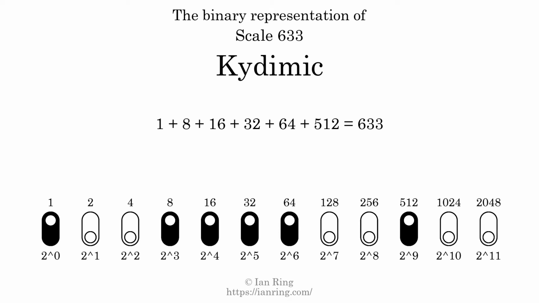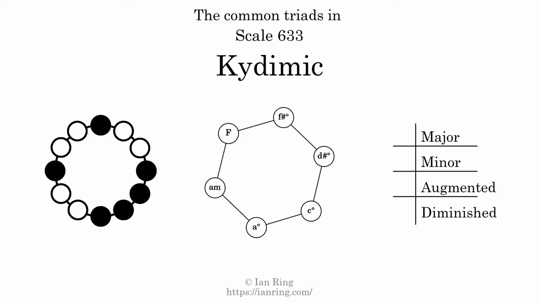The scale number not only enumerates the scale with a unique index, but it also literally describes the tonal content of the scale. Represented as a binary number in base 2, the scale number is 001001111001. Here are the common triads present in this scale.